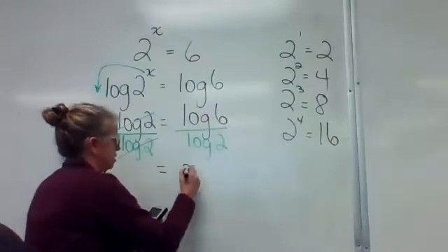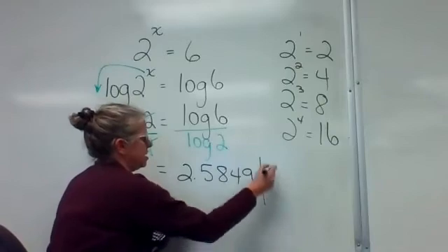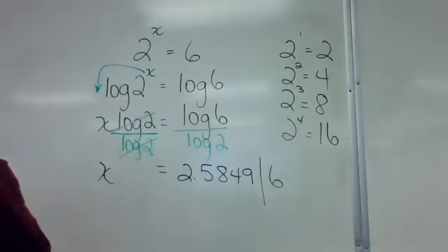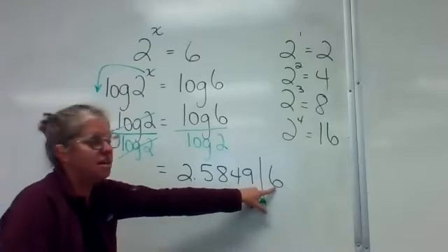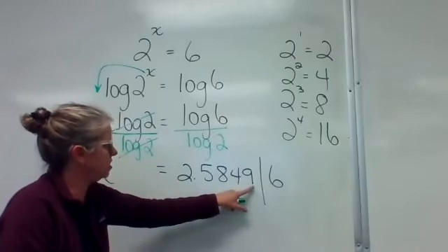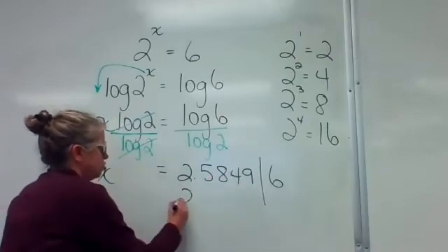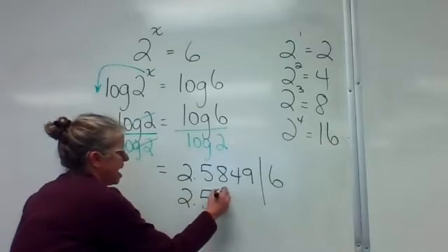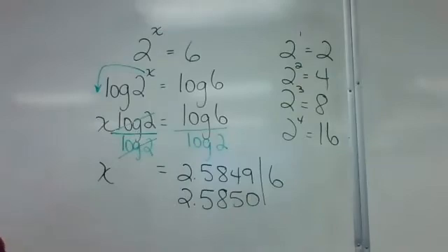So let's see what I've got. I've got 2.58496. Okay, so here's my 4th decimal place. So I need to see whether or not I need to round it up. Since this number is 5 or above, then I do need to round this up. Well, that's going to round both of those numbers up, right? So 2.5, that's a 9, it's going to round that up to 50.